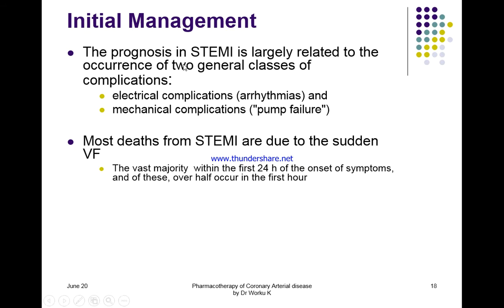Initial management: the prognosis in ST elevation myocardial infarction is largely related to the occurrence of two general classes of complications, arrhythmia and pump failure, and management is designed to prevent arrhythmia and pump failure in these patients. The most common cause of death from ST elevation myocardial infarction is VF, ventricular fibrillation, and most of the patients will die within 24 hours of onset of symptoms.